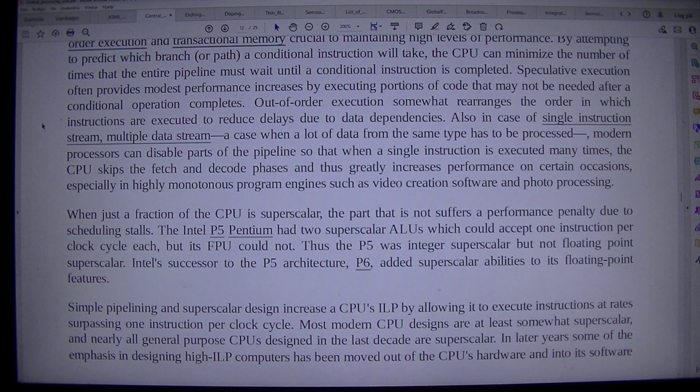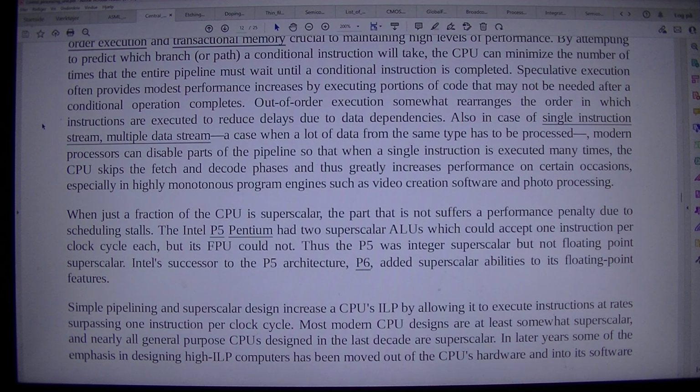When just a fraction of the CPU is superscalar, the part that is not suffers a performance penalty due to scheduling stalls. The Intel P5 Pentium had 2 superscalar ALUs which could accept 1 instruction per clock cycle each, but its FPU could not. Thus the P5 was integer superscalar but not floating point superscalar. Intel's successor to the P5 architecture, P6, added superscalar abilities to its floating point features.